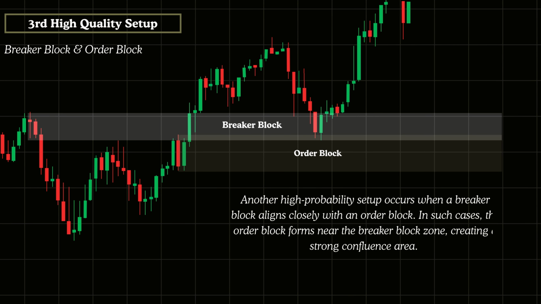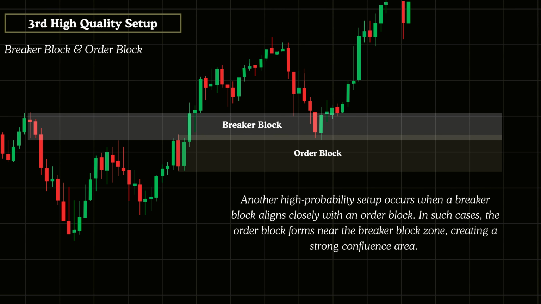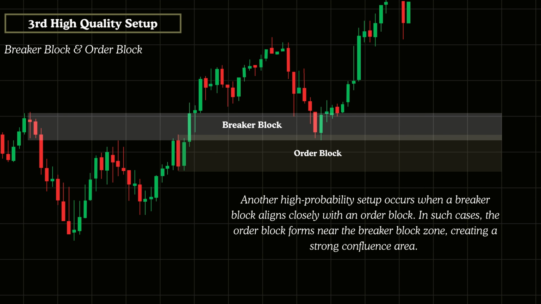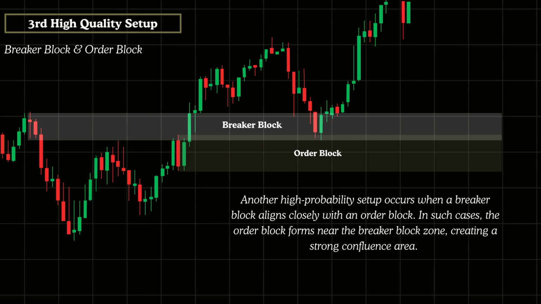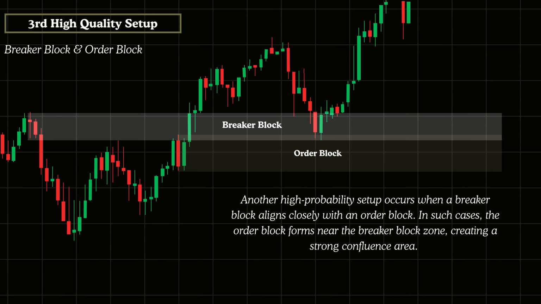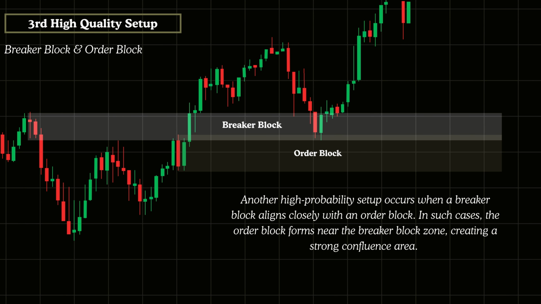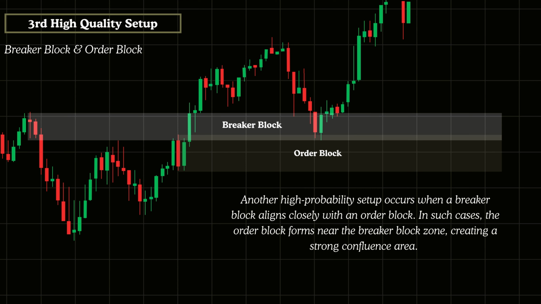Another high probability setup occurs when a breaker block aligns closely with an order block. In such cases, the order block forms near the breaker block zone, creating a strong confluence area. These setups are especially effective because they mark zones where significant institutional activity previously took place, and it's likely that pending orders still exist in that region. This increases the probability that price will revisit and react to that area.